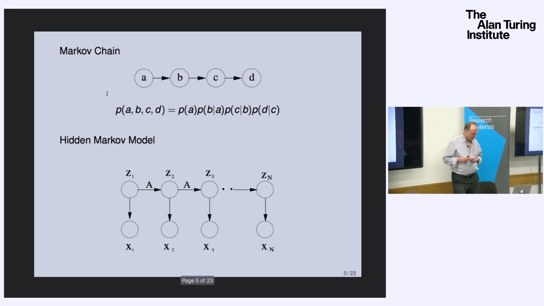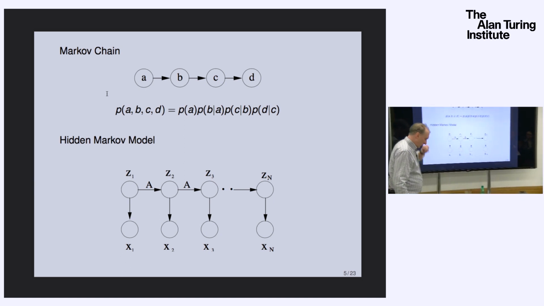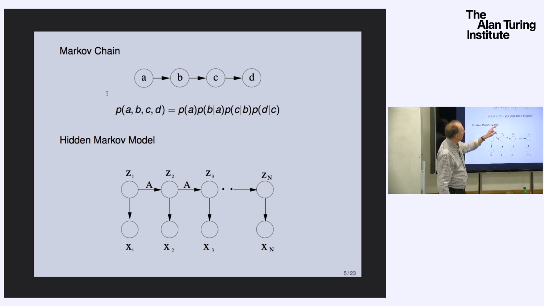Okay, so really simply, where do we start? We start with a Markov chain. So we might have, say, some random variables, A, B, C, and D. And we have the joint probability of those factorized as P of A, P of B given A, P of C given B, and P of D given C. This structure here is the so-called Markov chain. It's a first-order Markov chain.